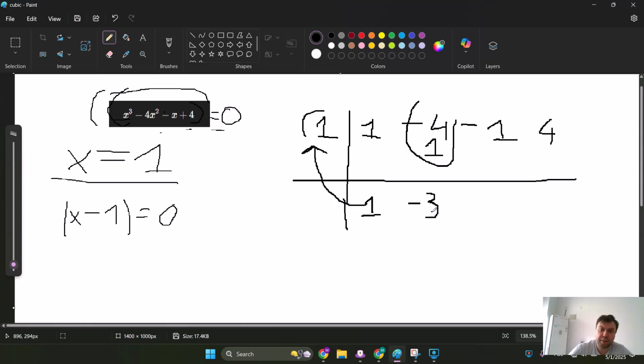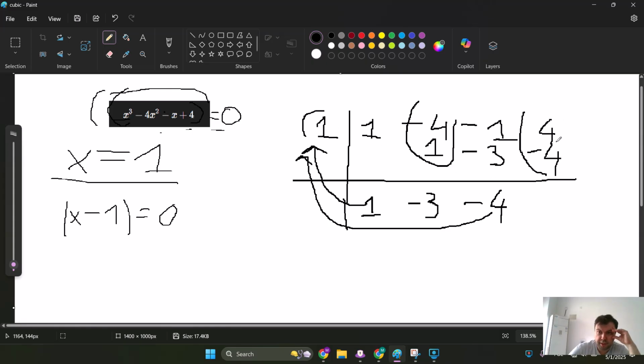Then we multiply minus 3 times 1, which equals minus 3. Now we add them: minus 1 plus minus 3 equals minus 4. So we write another number. Again, we multiply this number by the root: minus 4 times 1 equals minus 4. And now we add these two numbers: 4 plus minus 4 equals 0, which means there's no remainder left. And this is our solution.